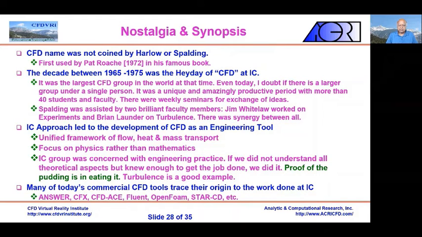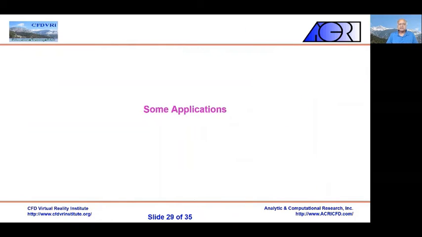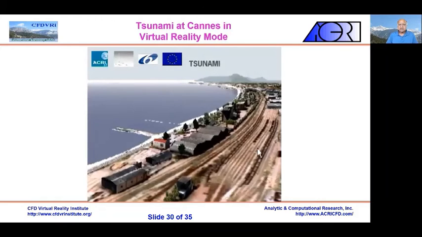Many of today's commercial codes, which are well known, trace their origin to the work at Imperial College. Ansys, CFX, CFD-ACE, Fluent, OpenFOAM, Star-CD, they are all based upon the work done then. All of them, one way or another, got the codes that were developed by Imperial College. Let's look at a few applications before we finish.